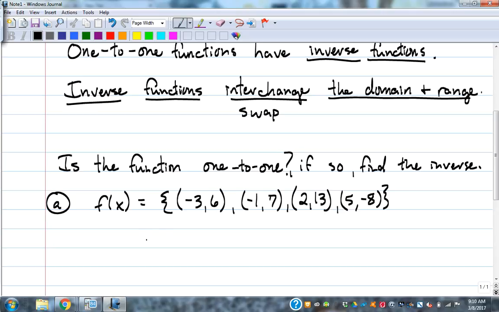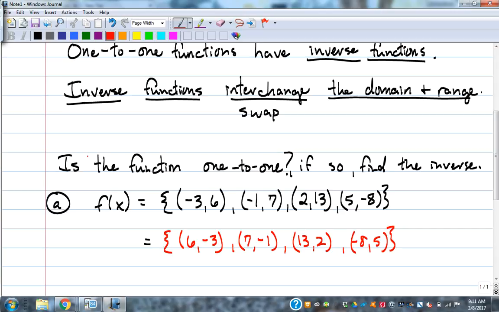So the inverse swaps the domain and the range. Which part is the domain? The x's. The range, y's. So swapping the domain and range just turns those ordered pairs around. Each one of them. 7, -1. 13, 2. -8, 5.